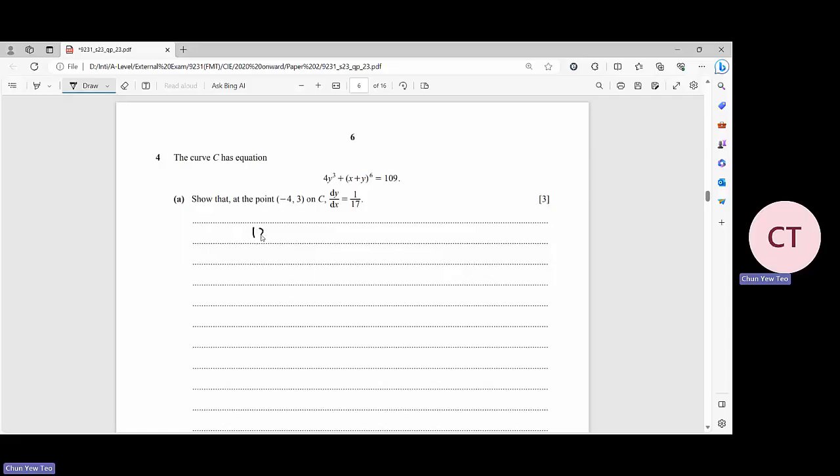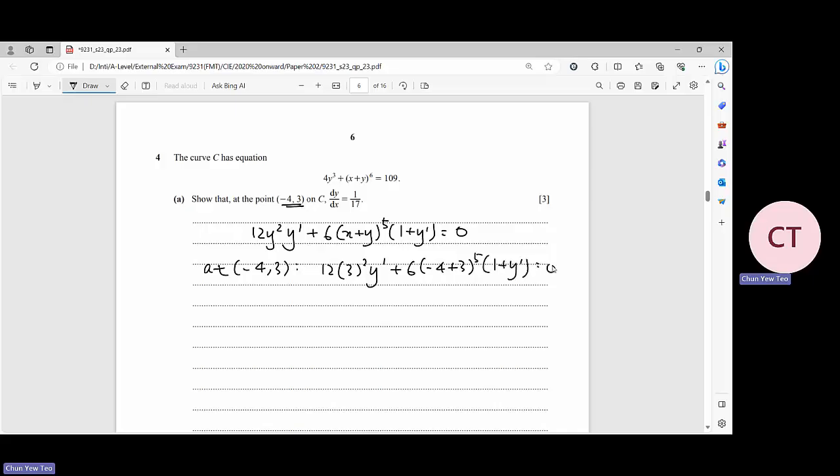4y cubed differentiated, you get 12y squared dy/dx. Over here, for dy/dx, I just use y prime to represent it. Then for the second term, I just use the chain rule. So power 5 and 1 plus y prime equal to 0. Okay, so I do not plan to simplify them. I just leave it like this and then straight away substitute the point negative 4, 3. So change your y to become 3. Your y prime is dy/dx and your x is negative 4 plus 3, to the power 5, 1 plus y prime equal to 0.